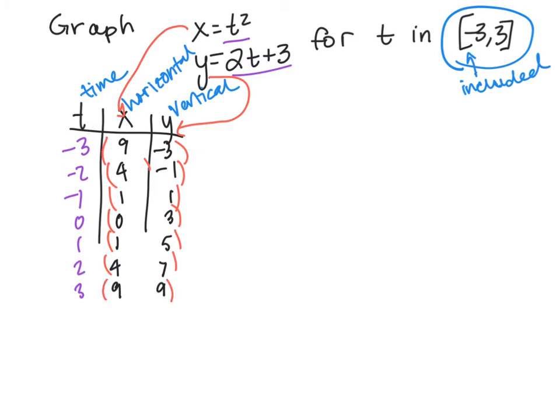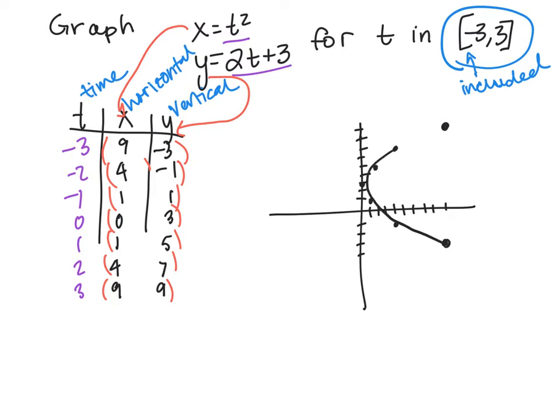So this will still follow a normal xy coordinate graph. Just plot our points like we're used to. So we have 9, -3, 4, -1, 1, 1, 0, 3, 1, 5, 4, 7, and 9, 9. Now notice this is in a hard interval, so this graph is not going to continue forever. It started down here at 9, -3, built going up the other way, stopped at 9, 9, and there's your graph.